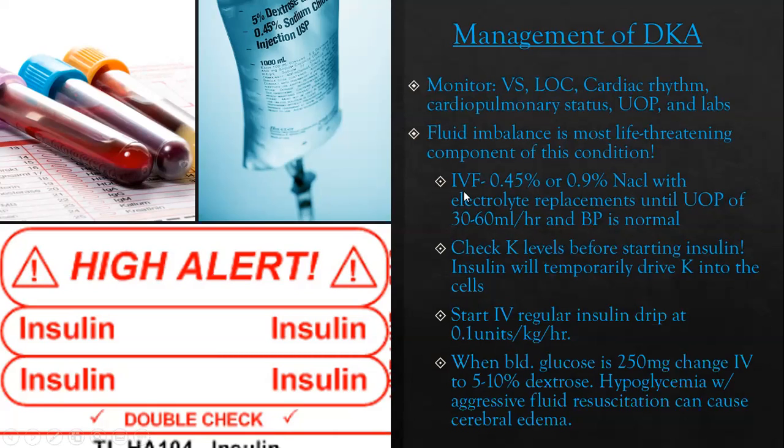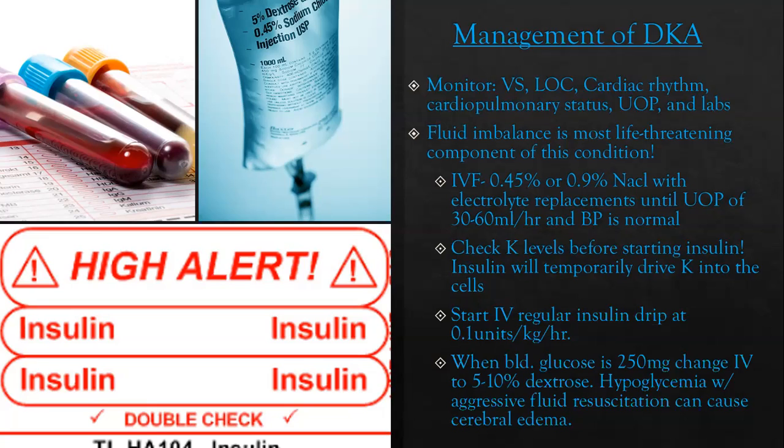So you're going to do IV fluids, 0.45 or 0.9 sodium chloride with possible electrolyte replacements, depending on how your labs are. And you're going to do that until they have adequate urine output of 30 to 60 ml per hour, as well as when their blood pressure is normal. They didn't give me a number in the book. That's why I didn't put a number here, because it depends where you work on what blood pressure is okay to work with. Before you start insulin, you must check potassium levels.